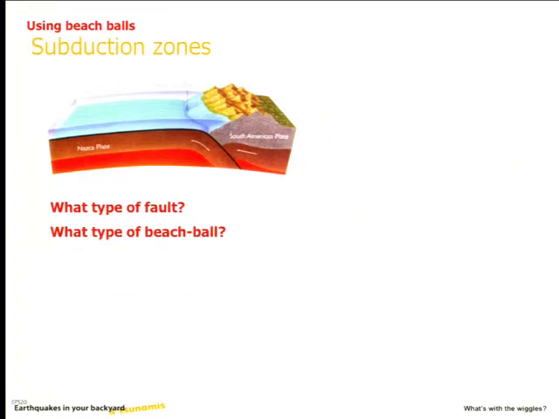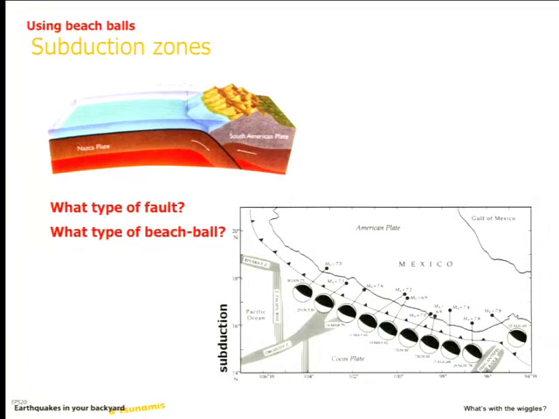Okay, a subduction zone is thrust faulting, and so the type of beach balls would be what? Black in the middle. And so here's a bunch of earthquakes along the subduction zone offshore of Mexico. They all have black in the middle, and again, the orientation of these faults is parallel to the subduction zone, exactly as we would expect.